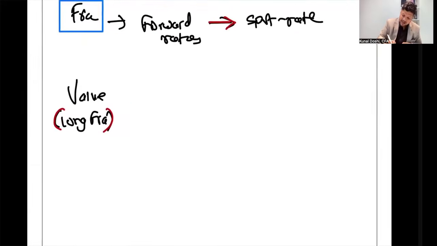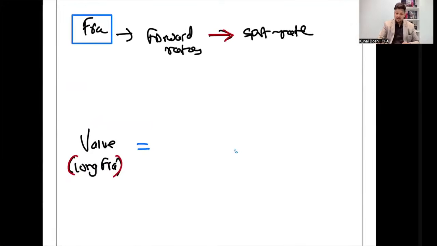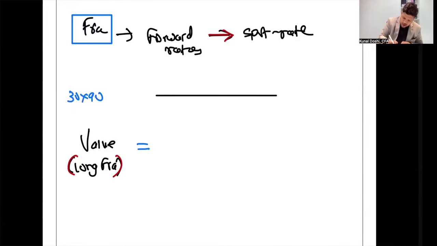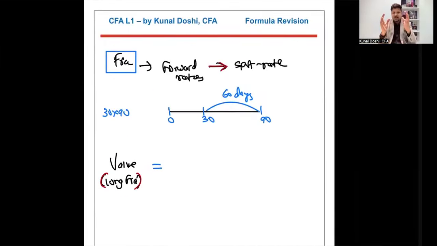A long FRA, the one who has taken a long forward contract, is expecting the rates to increase. Now remember, before I put up the formula, if I put FRA 30 by 90, what is 30 by 90? It means after 30 days, I want to borrow for an additional 60 days. So the underlying maturity is how much duration? 60 days, which will end on the 90th day because it will start after the 30th day.